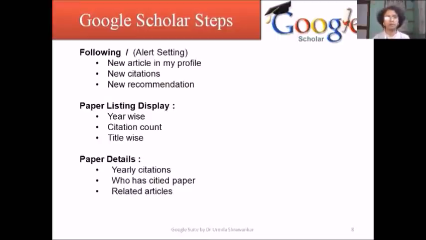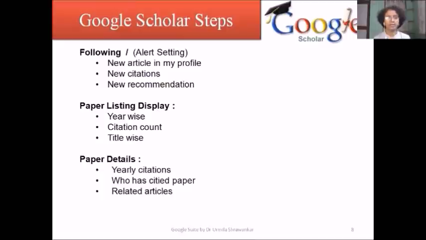Now, in that particular Google Scholar, these steps are involved. You can find new articles in my profile, keep alerts for new citations in my profile, and get new recommendations. For example, suppose I am working in the cloud computing domain and I am interested in new publications in that domain. You can keep an alert for that. Whenever a new publication comes under the domain of cloud computing, I will get an alert in my Gmail account.